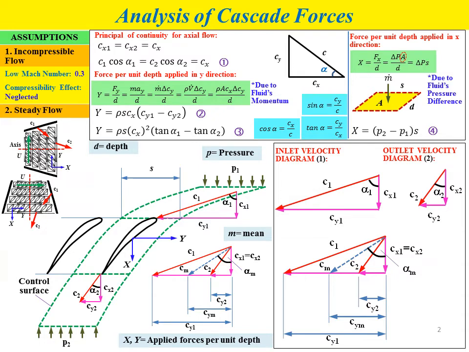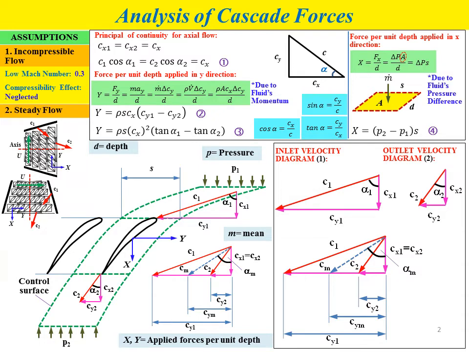So equation number 3 is the general formula for y force. Okay, now we want to derive the equation for x. Force per unit depth applied in x direction, x, equal to Fx divided by d. Fx is the force in x direction, divided by d, the depth of the cascade blade.